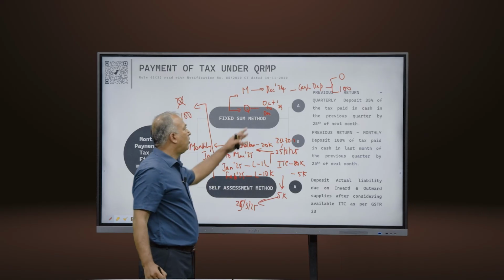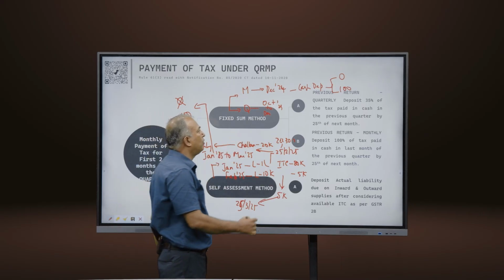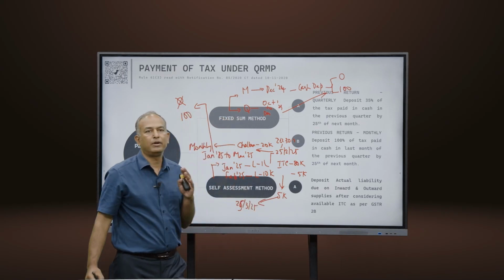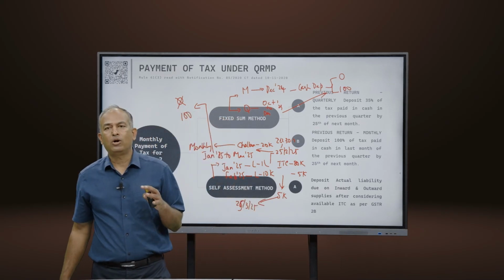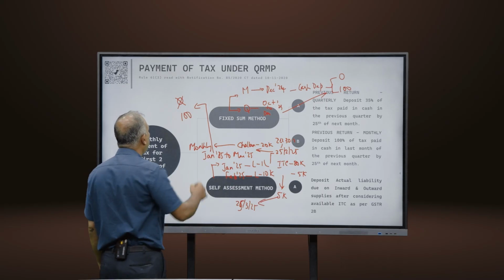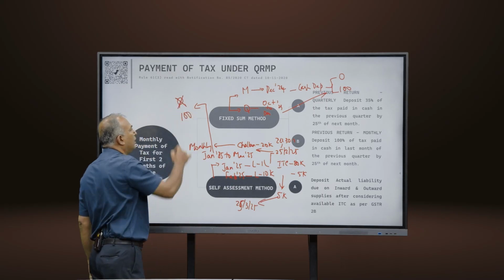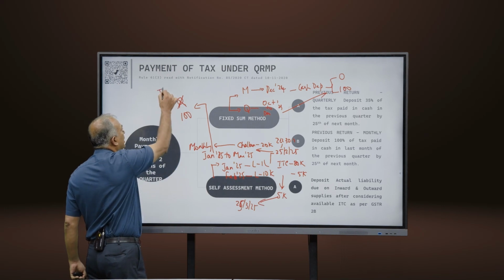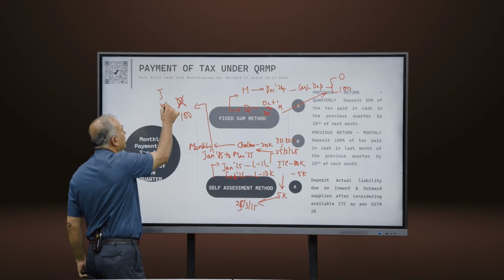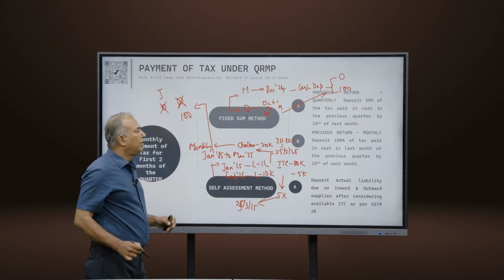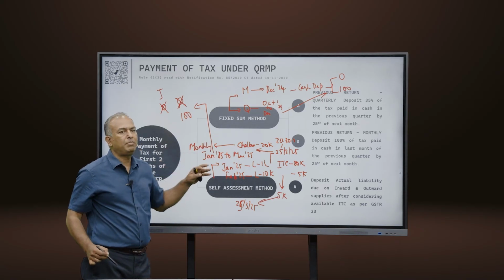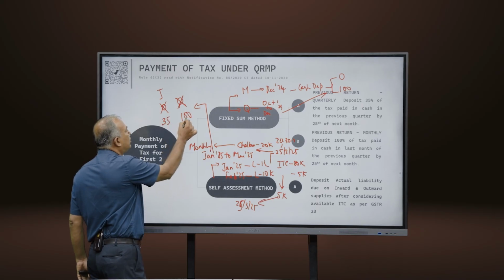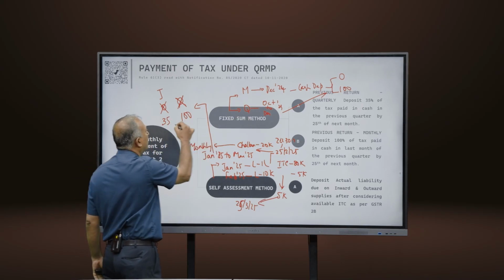Now in October to December 2024, again, we'll take this same example, it could be either 0 or 100. If it is 0, nothing needs to be paid. If it is 100, for the month of January, if it is 0, it is nothing. If it is 100, to satisfy the condition of monthly payment as per the fixed sum method, he just needs to deposit 35% of whatever he paid in the previous, that is 100, that is 35 rupees.